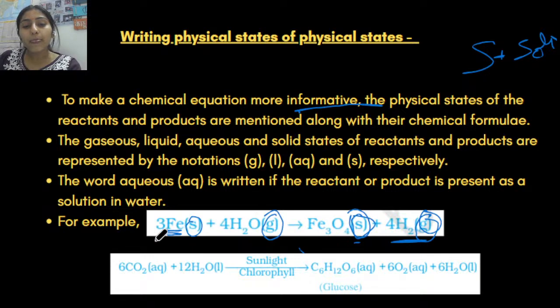So in this particular reaction, we are writing the physical states of all the reactants as well as the products, so as to make the reaction more informative. The gaseous, liquid, aqueous and solid states of the reactants and products are represented by G, L, AQ and S respectively. The word aqueous is written if the reactant or product is present as a solution in water.